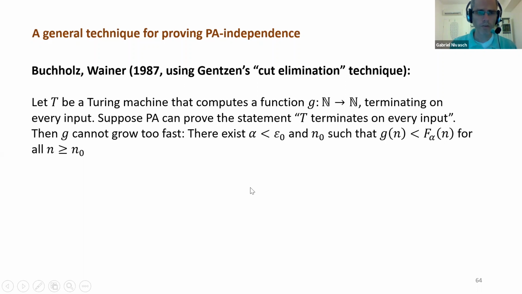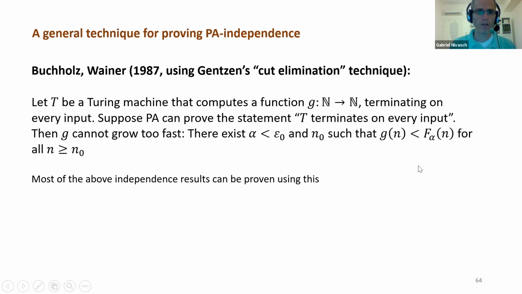So suppose that you have a Turing machine that computes a function. A Turing machine, given an input on the tape, runs until it stops, and then what's written on the tape is the output. Suppose that the Turing machine always terminates, and suppose that Peano arithmetic can prove that the machine always terminates. Then the function computed by the machine cannot grow too fast. The function computed by the machine is bounded by some function in the fast-growing hierarchy below epsilon 0.